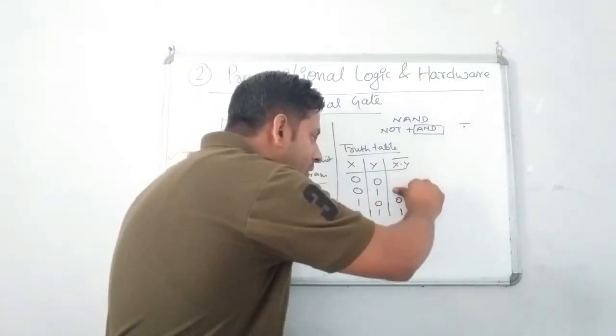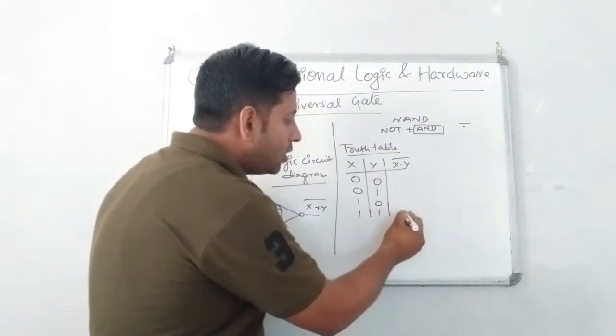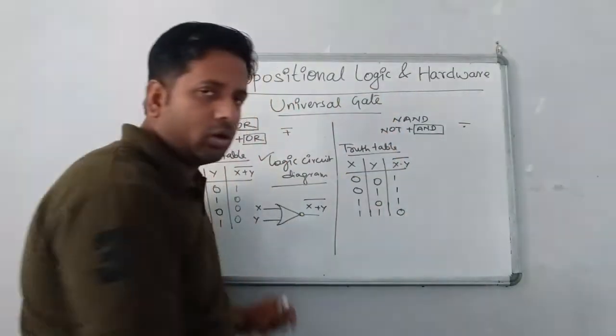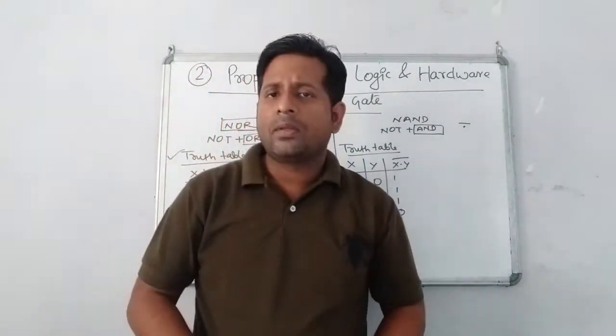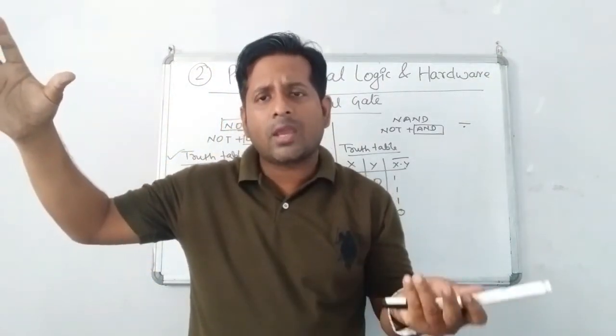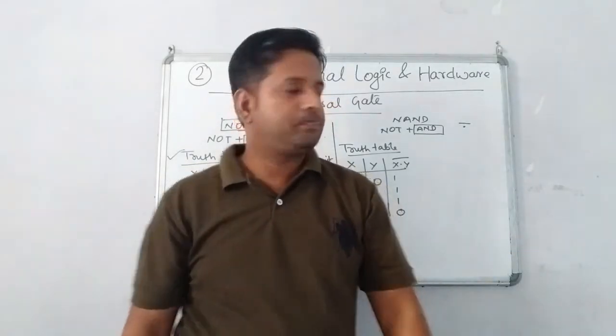But here we are using NOT on the AND. That means when both are on, we will get off, and in the rest of the cases we will get on. Just an inverter. The inverter's work is only like that, children. Electricity is there, inverter off. Electricity off, inverter on. Just the opposite.